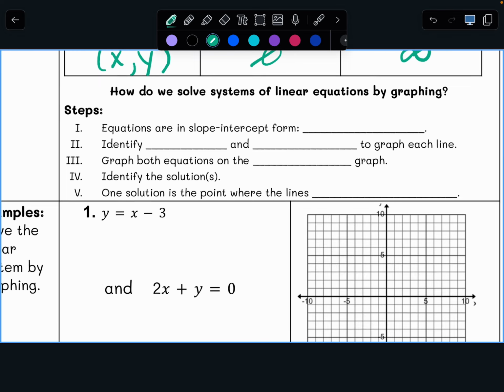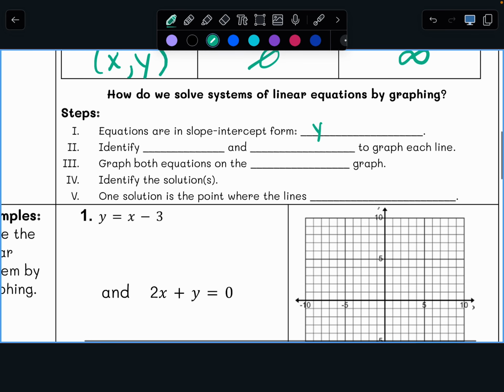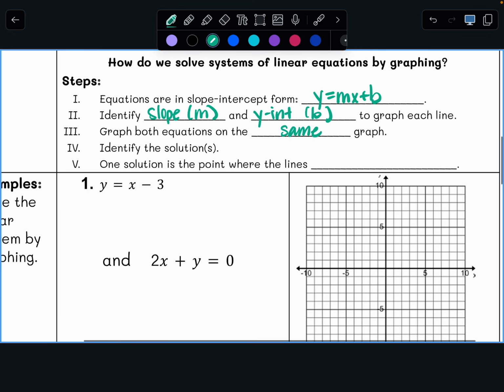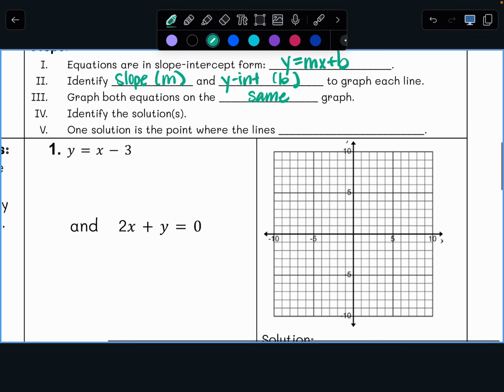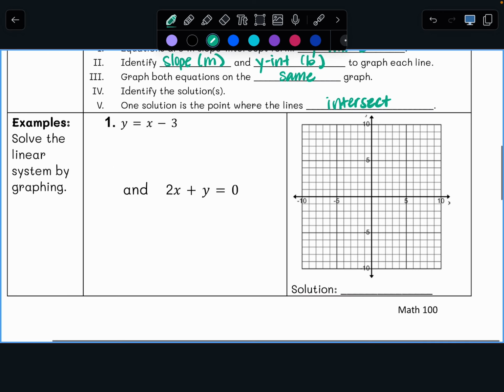So you're going to get your equations into slope-intercept form, y equals mx plus b. Identify the slope and the y-intercept, and graph both equations on the same graph. Identify the solution. Remember that one solution is the point where the lines intersect. And if there is one solution, I need you to tell me what the solution is. So let's look at this example.